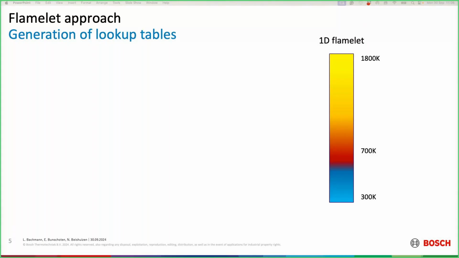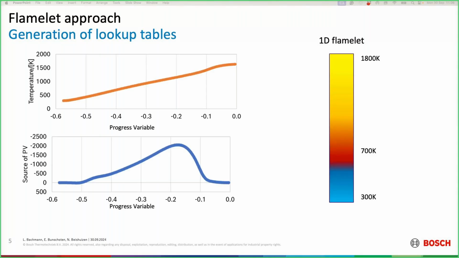On the right side here, I put you an image of a one-dimensional flamelet. You can see at the bottom here is the unburnt, then here's the flame front, and then it just heats up over to the top. This progress of burning, you can also show over the progress variable. So you can see here on the x-axis is the progress variable, and on the y-axis is the temperature. So the progress variable just tells you how far the combustion has already progressed. That's why it's called progress variable.